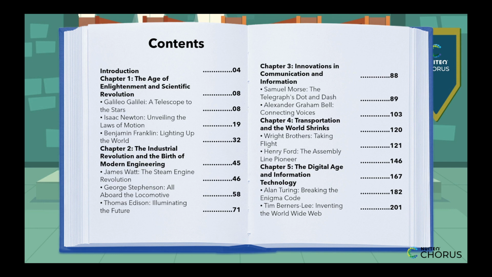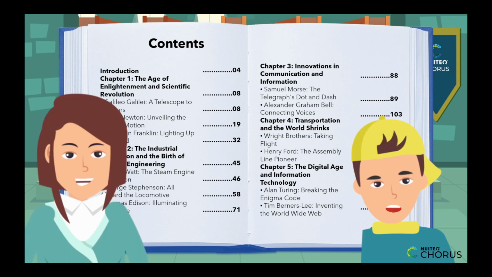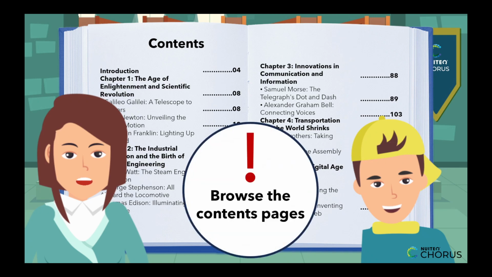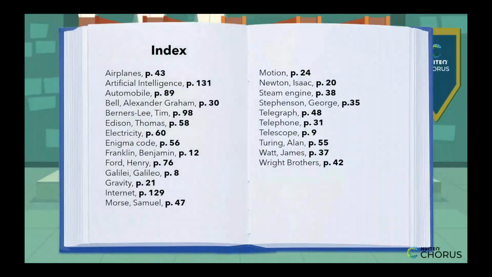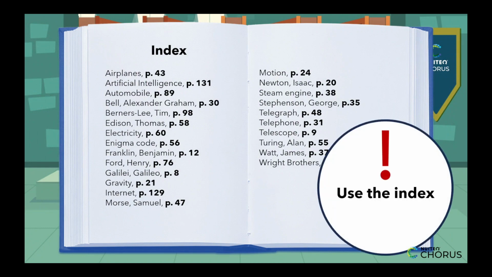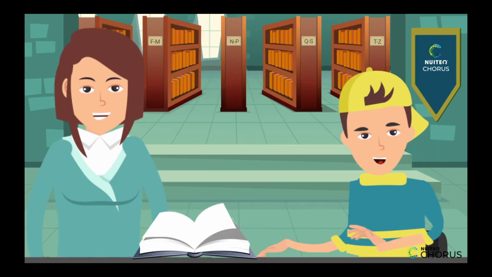Oh, I see. So, I can use this to find the right chapters. That's right. It helps you narrow down where to look, saving you time and effort. Now, let's take it a step further. If you want to find specific details within a chapter, you can use an index. See here? The index lists topics, names, and page numbers. So, if you're interested in Thomas Edison, you can find the page where his information is located. That's really helpful. It's like a search engine for the book.